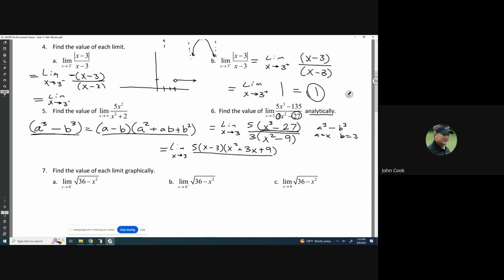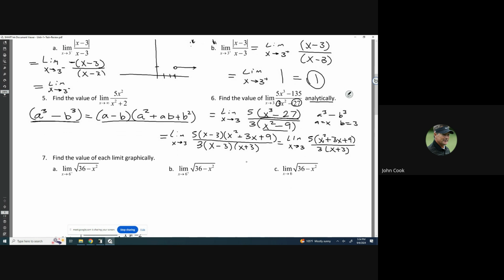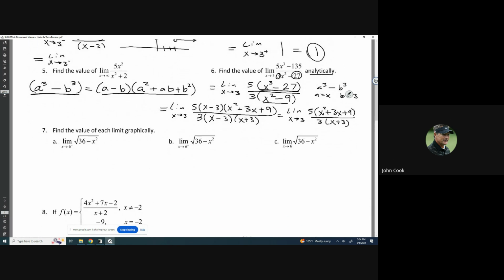In the bottom part, I noticed that this is a difference of squares, and that one's really easy to factor. That's going to be x minus 3 and then x plus 3. Notice that x minus 3 in the top and x minus 3 in the bottom would cancel out. That's a removable discontinuity. So we would end up with the limit as x goes to 3 of 5 times (x squared plus 3x plus 9) all over 3 times (x plus 3). Then we plug 3 in for x because we shouldn't have any discontinuities any longer, and then we would get our answer.